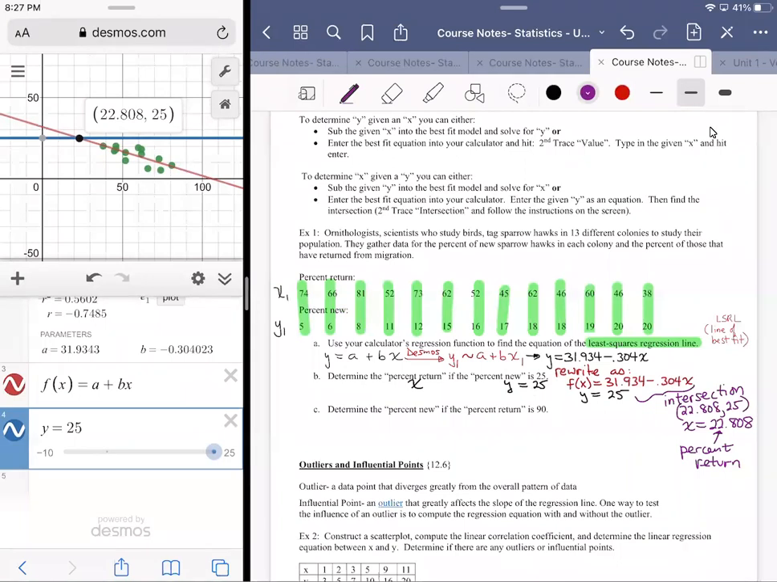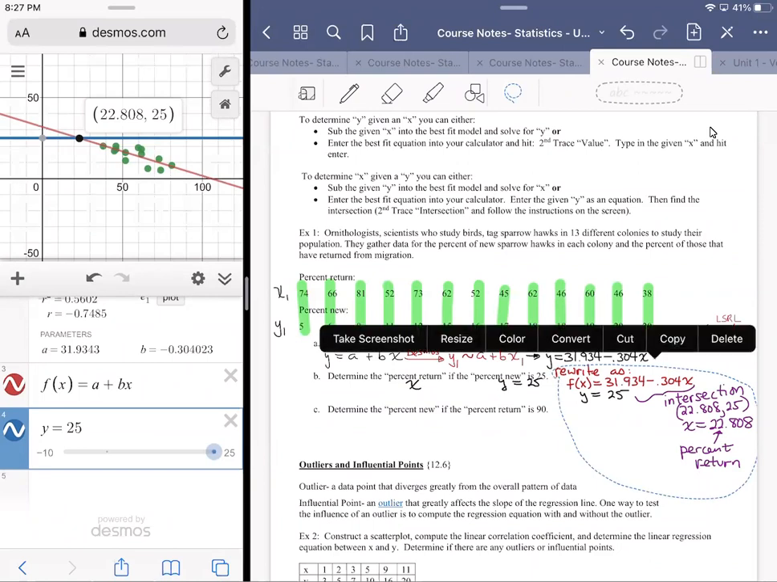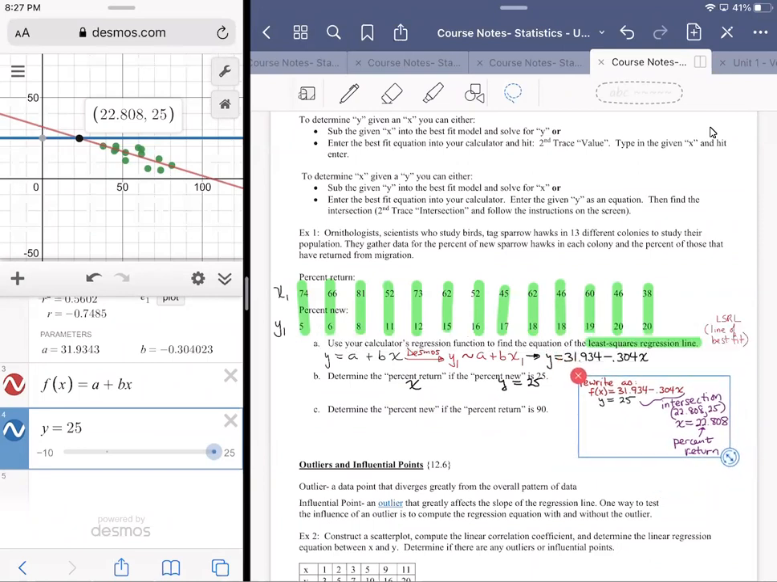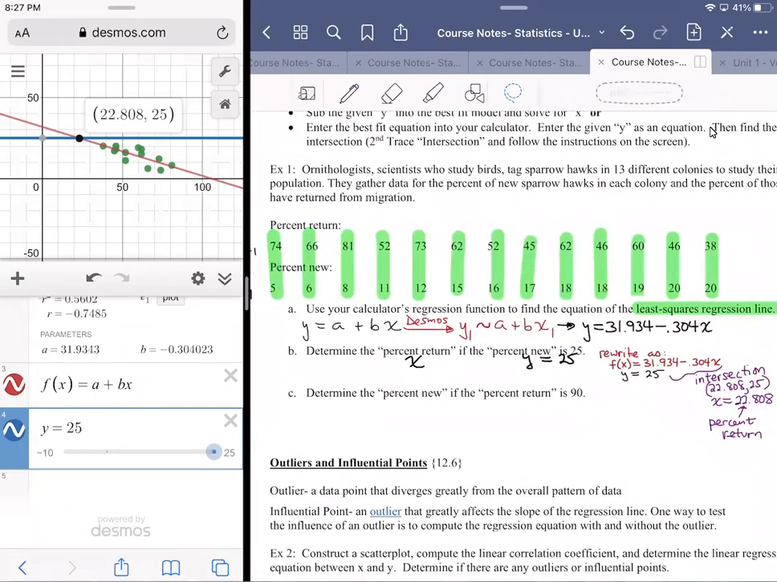Right? So you actually get a lot more done with Desmos than you might have gotten done with an algebraic approach, with a different kind of graphing calculator. So it's something to keep in mind. Anyway. Now, if you don't like this technique, the other option would be what I said before, and that is take your linear regression equation, that y equals 31.934 minus 0.304x, replace the y with a 25 and solve for x. Some people prefer that, but I encourage you to at least try it with Desmos.